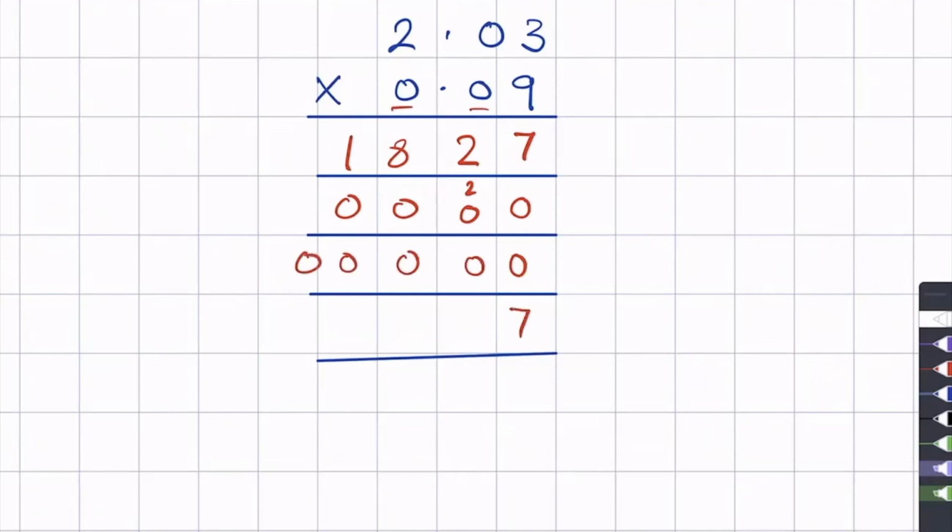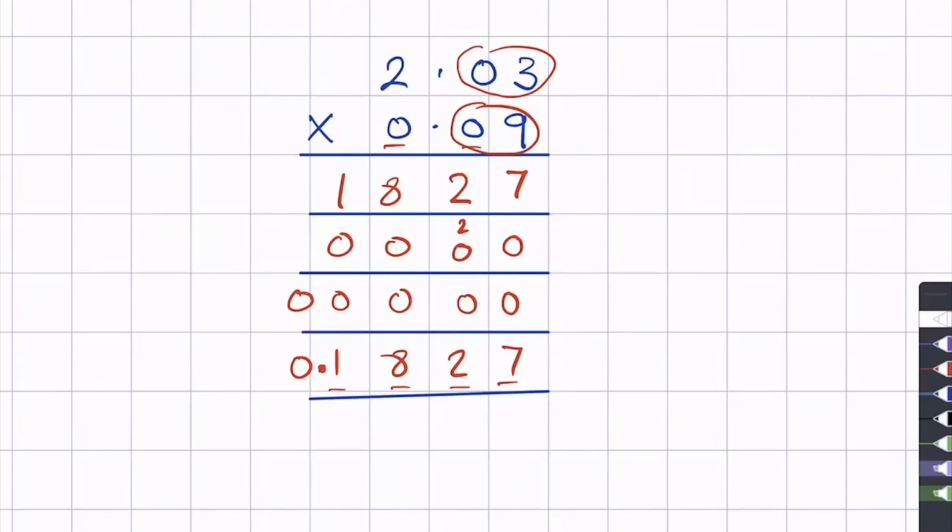I add my columns. I get that. I then work out how many numbers there are after the decimal points, and I can see 4. So I go back 4 places, and my answer is 0.1827. I hope that makes multiplying decimals a lot easier.